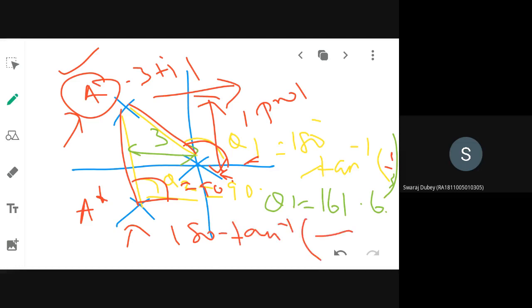So what is your vertical distance? This vertical distance, that is 1, on the imaginary axis. Okay, what about the horizontal distance? This distance, 3. So calculate it using your calculator and tell me what is theta 1. Ritik, can you tell me the answer for theta 1?